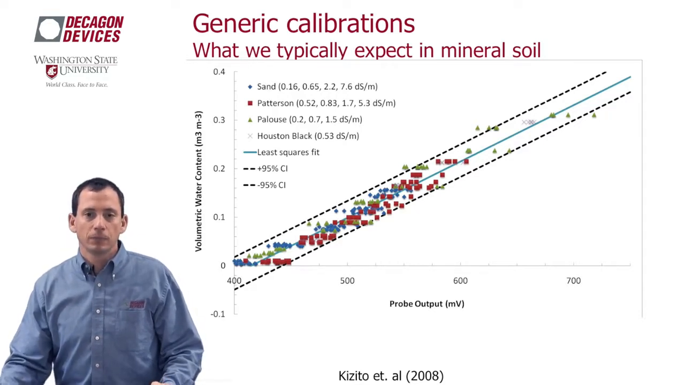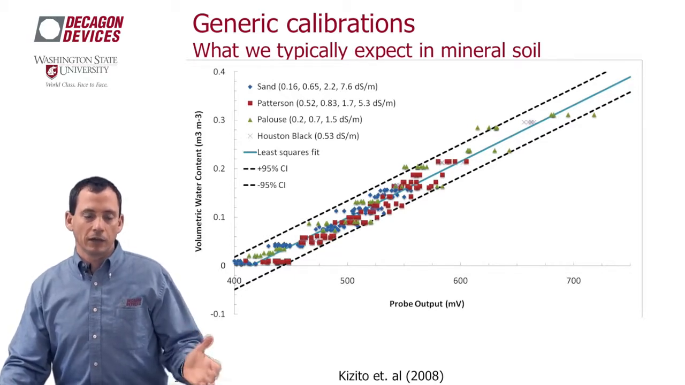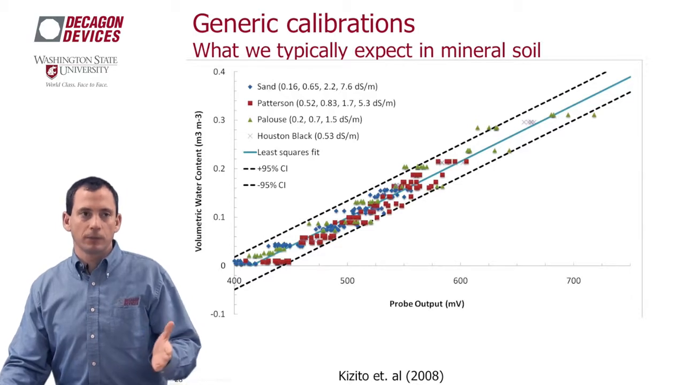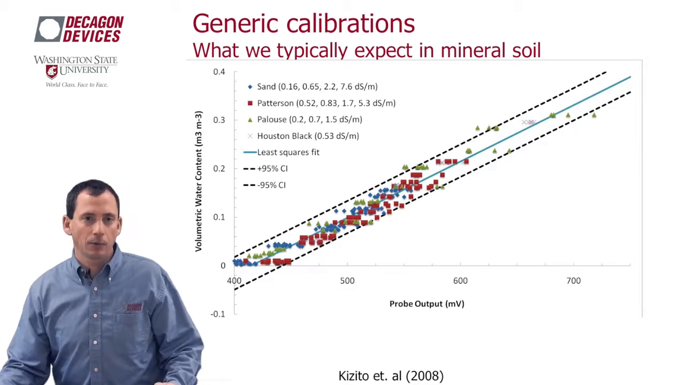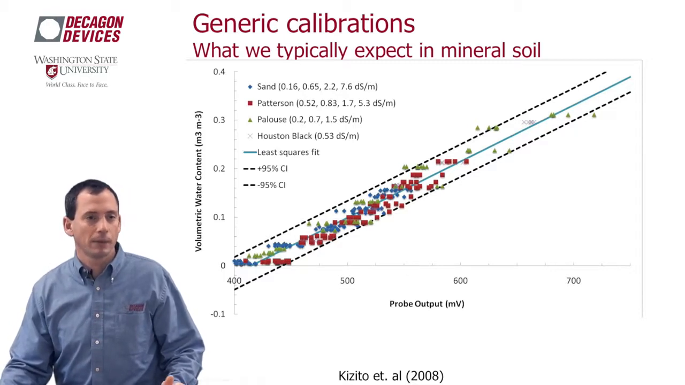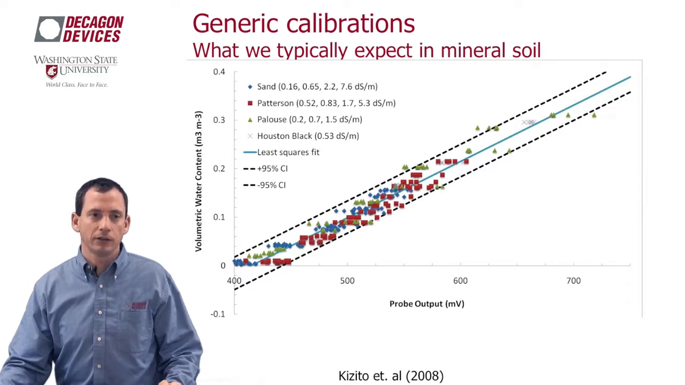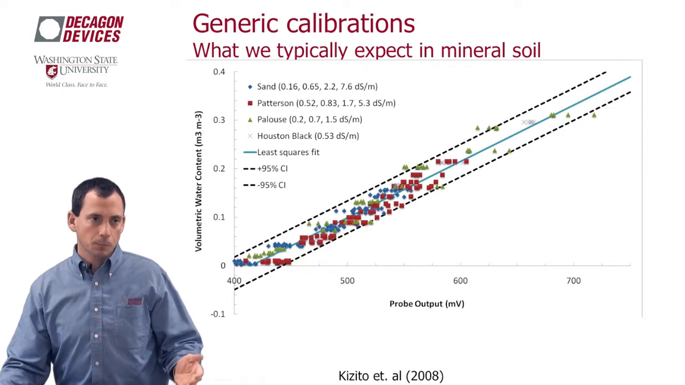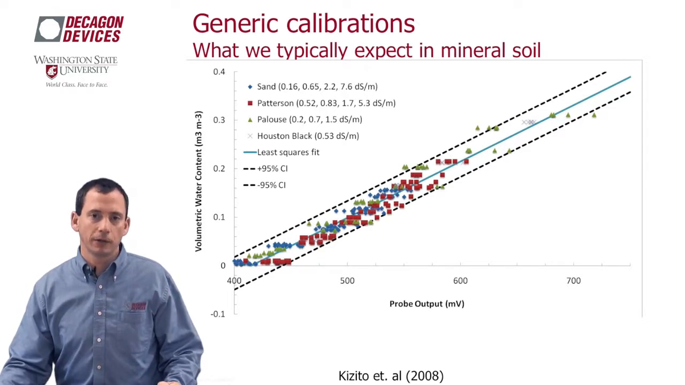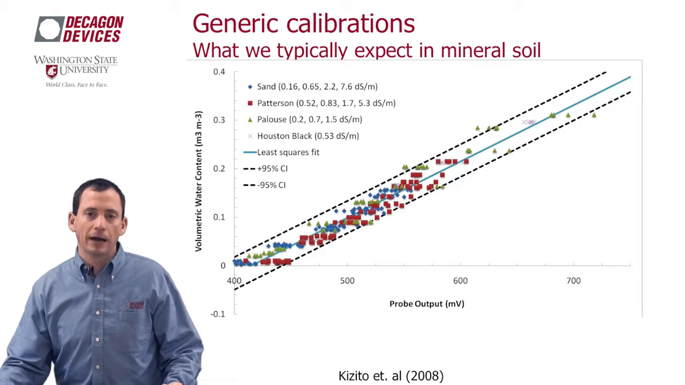So let's look at what we actually see in practice when we look at the relationship between dielectric permittivity and water content. This graph shows the calibration data set that we used almost a decade ago now, with the EC5 sensor. On the x-axis is sensor output, in this case millivolts, but you could think of that as being dielectric permittivity. On the y-axis is the true volumetric water content that was obtained by loss on drying, like we described.